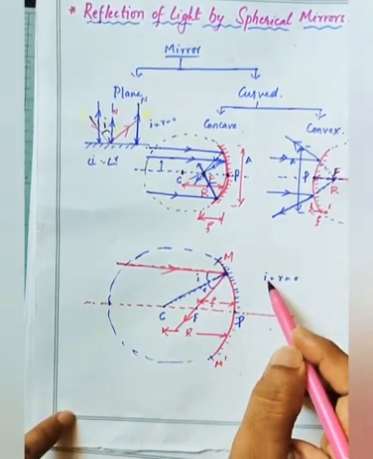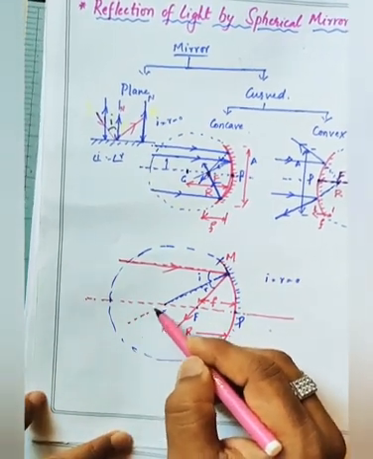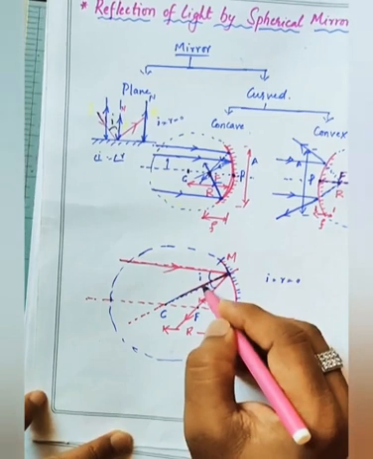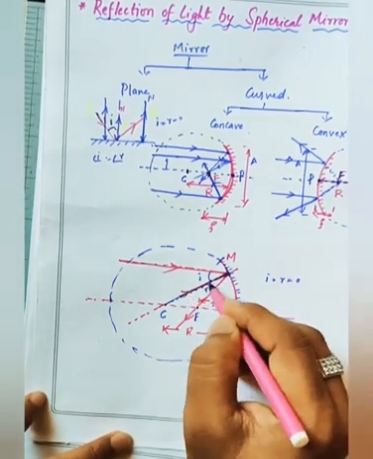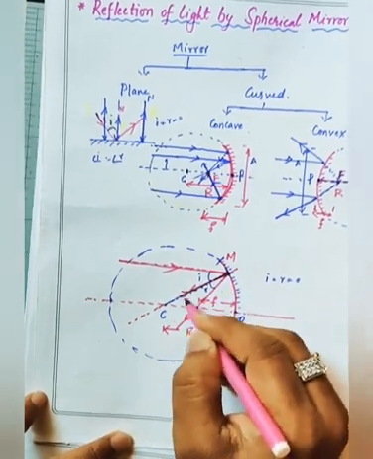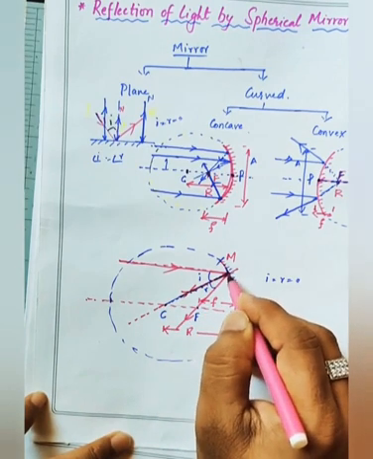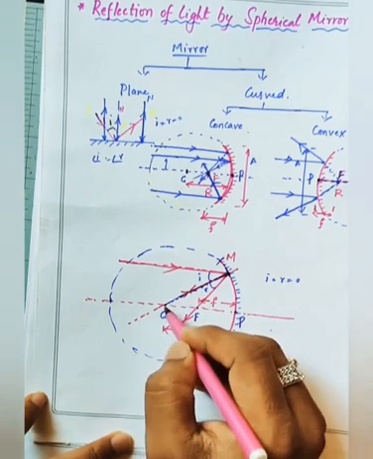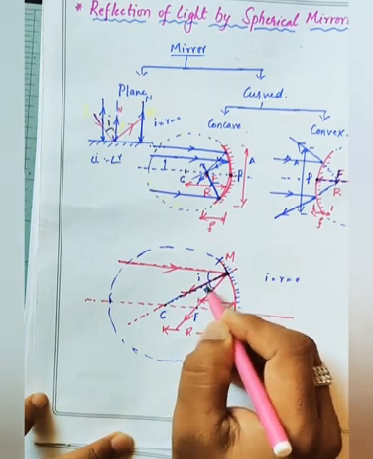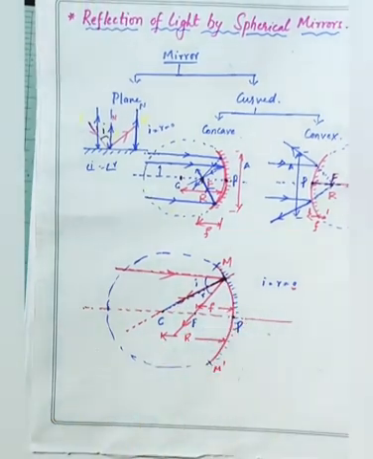Suppose I want I equal to R equal to 0, then the ray should obviously go like this, because this is the normal we have constructed. Once the ray goes like this and strikes the surface, it will come back in the same direction. So if the ray is going through the point C and touching the surface, it reflects back along the same line, and the incident ray makes angle 0 with respect to the normal, and the reflected ray also makes 0 with respect to the normal.